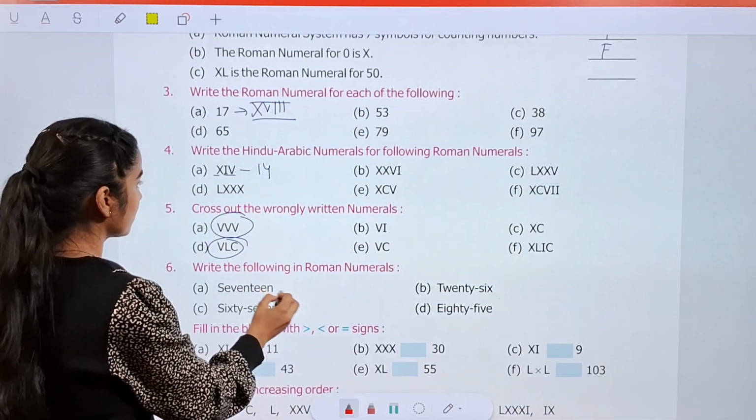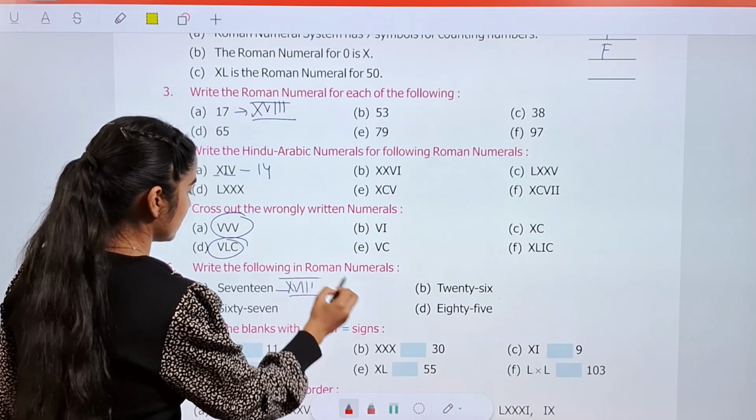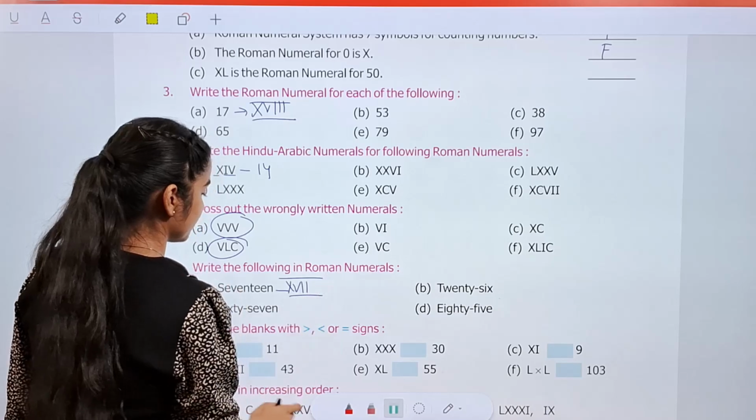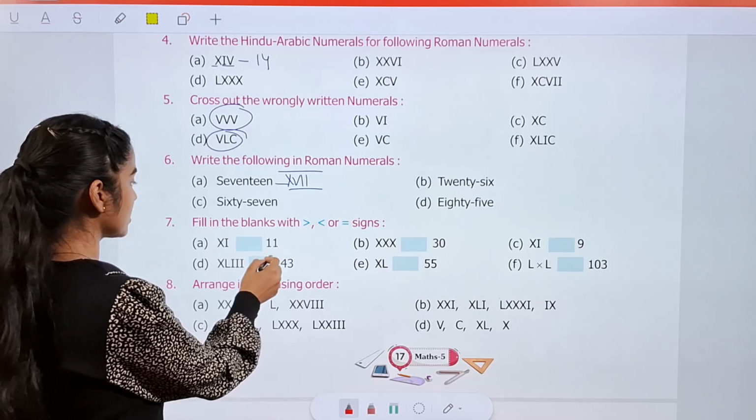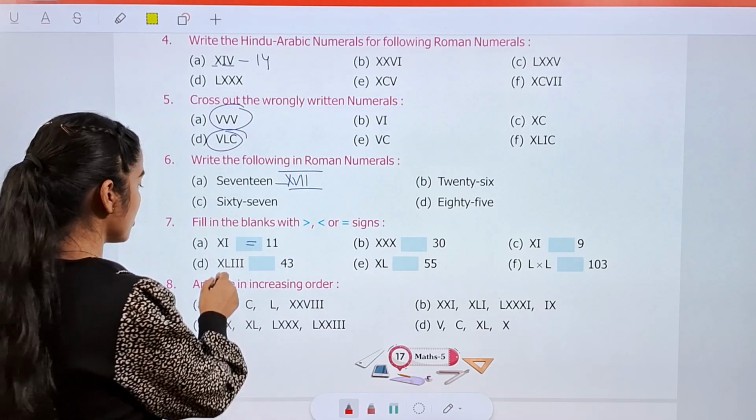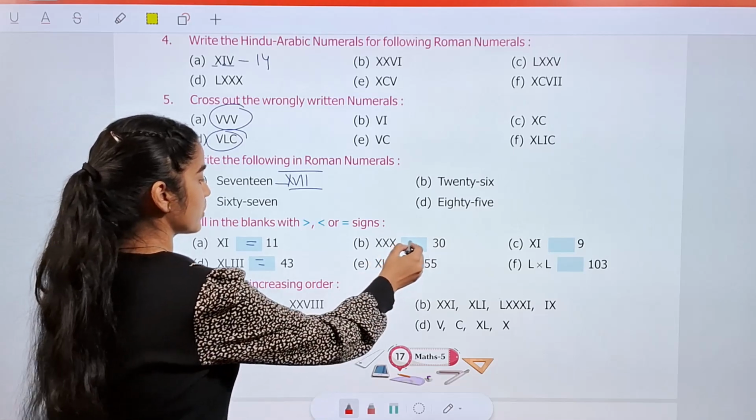Write the following in Roman numbers. 17 we are looking at, this is 18, this is 17. Okay. Next, filling the blanks. Which is greater, this or this? These are equal to each other. Okay. So this is 43, this is equal to each other. Which one? This is also equal to each other.